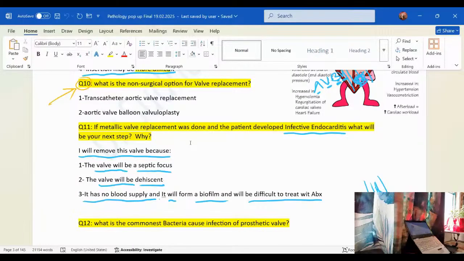Balloon valvuloplasty, transcatheter aortic valve replacement. I will remove the valve because the valve will be a septic focus and the valve will be dehiscent, and as there will be no blood supply, it will form a biofilm and it will be difficult to treat with antibiotics.